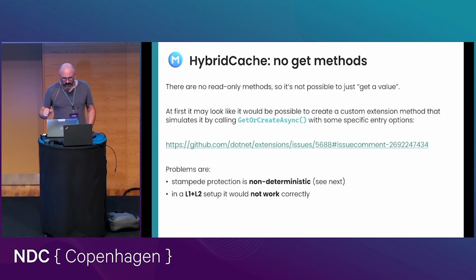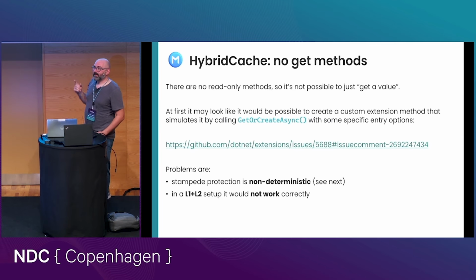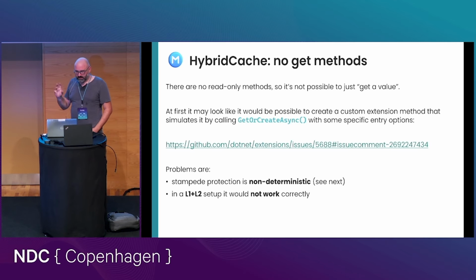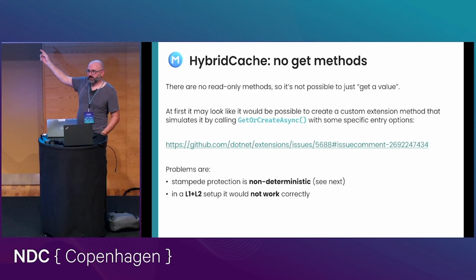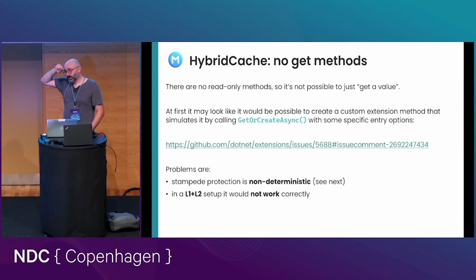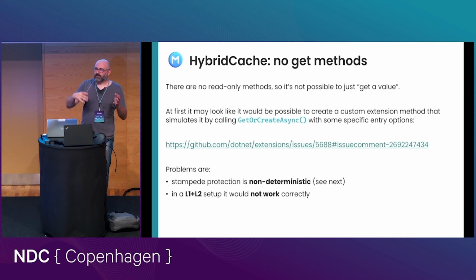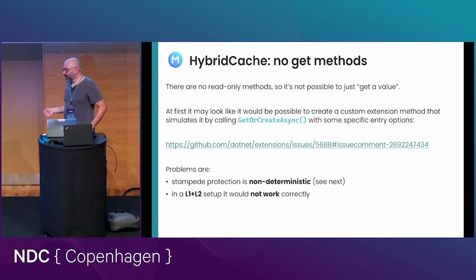Which, I mean, other thing, no get method. There are no methods that allow you to get data from the cache without providing a factory to create it. Now, this is more complicated. I posted this GitHub issue because it's a place where me and others in the community are discussing how to possibly achieve a get-only method in the correct way.